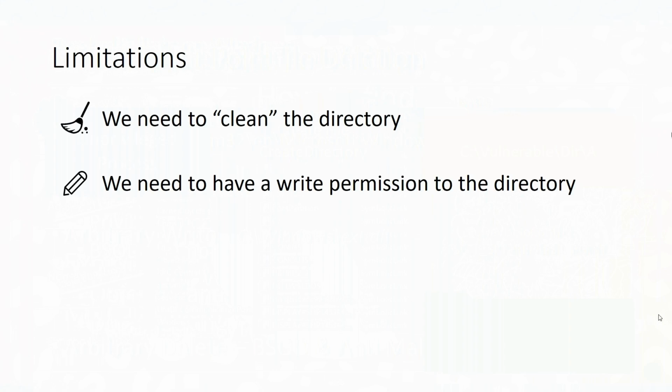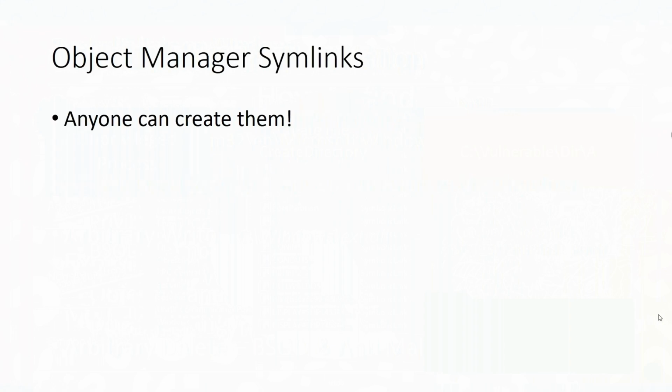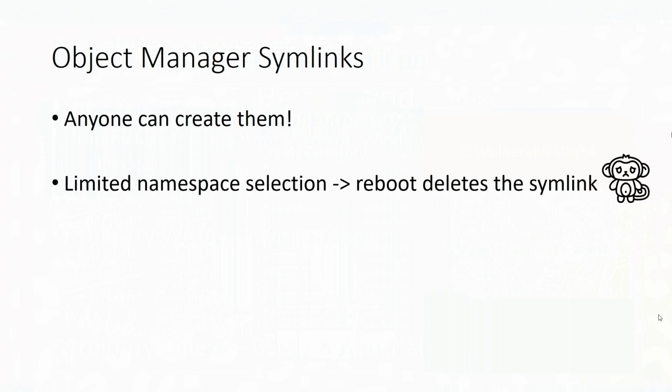Now, the second thing that we need to do for a successful attack is to create an object manager symbolic link. The great thing about it is that anyone can create them. Unfortunately, you are somewhat limited in the namespace selection, and you cannot create permanent symbolic links. This is because it requires admin privileges to do so. Sadly, if those symlinks are not permanent, they will be deleted when every handle to the object is closed. Therefore, upon a restart, the symlink object will be gone.